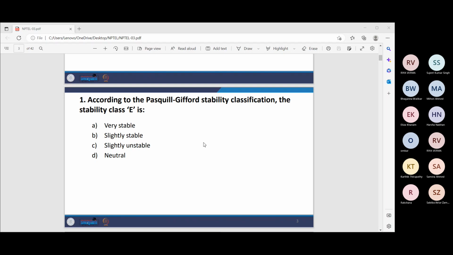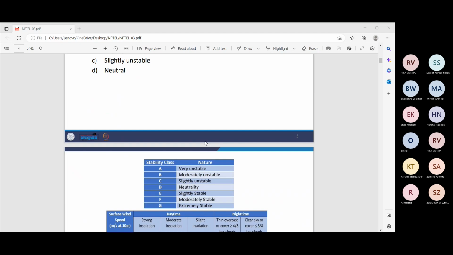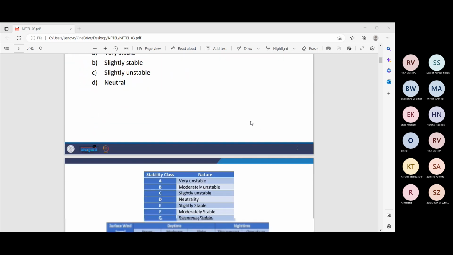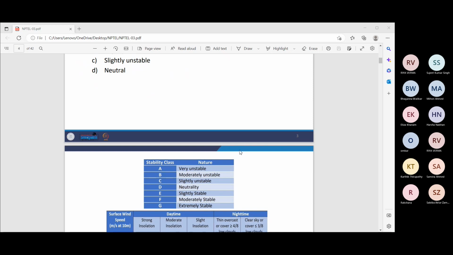Okay, so let me tell you about this classification. According to this Pasquill-Gifford stability classification, we have classified stability in 6 categories. First one is for the stability class A, the nature is very unstable. For the class B, it is moderately unstable. Similarly, for class C, it is slightly unstable. For D, it is neutral. For E, it is slightly stable. For F, it is moderately stable. And for the stability class G, it is extremely stable.